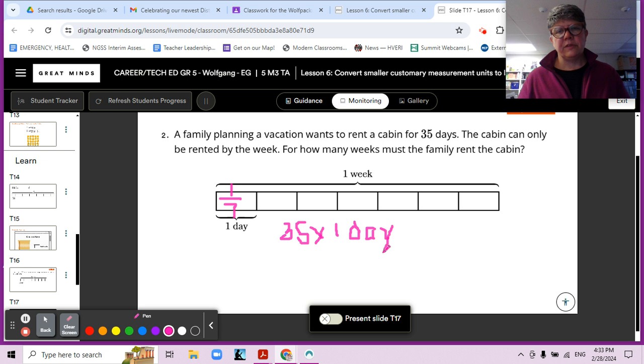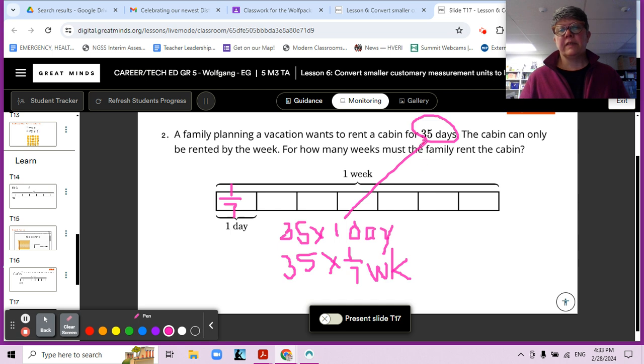Sorry, I don't have my mouse, so my handwriting is looking really bad. 35 days is the same as 35 times 1 day, right? And that is the same as 35 times 1/7 of a week. Now, why did I do that? Because I wanted to substitute 1/7 of a week for 1 day because I'm changing days to weeks, right?